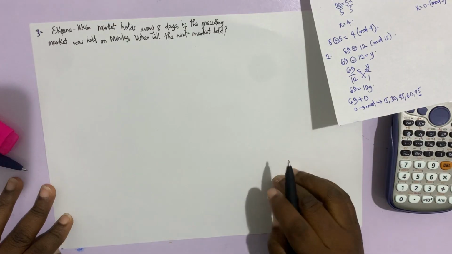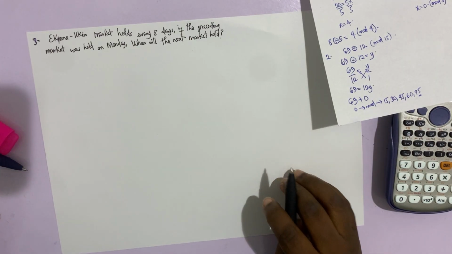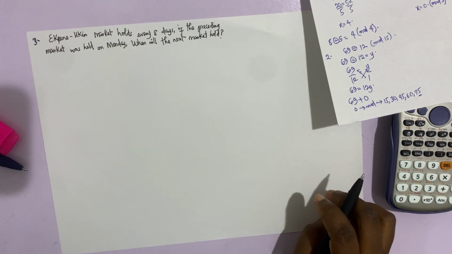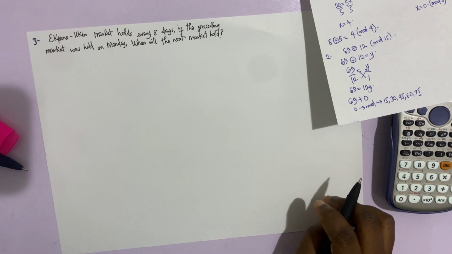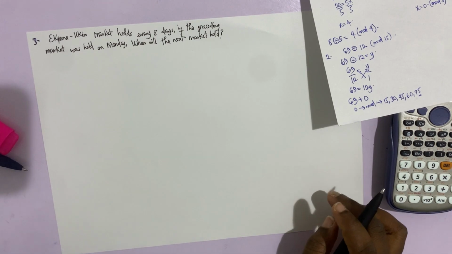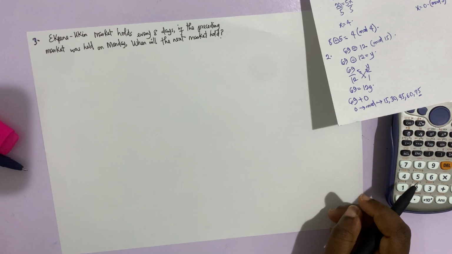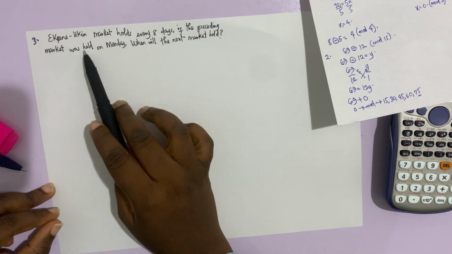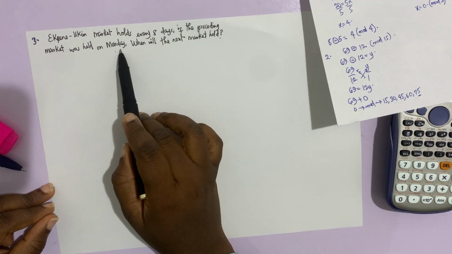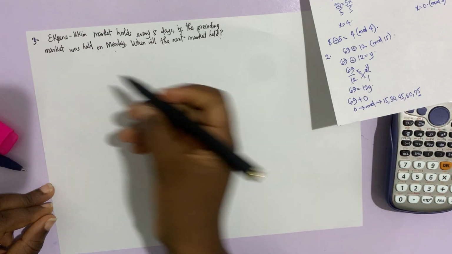And we have another question, question 3. This is a very common question in WAEC, asking about market days. So it's a modular arithmetic application question. We were told that the Ekpen Uking market holds every 8 days. The preceding market day, that means the last market day, was on Monday. When will the next market day be?